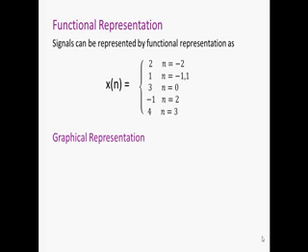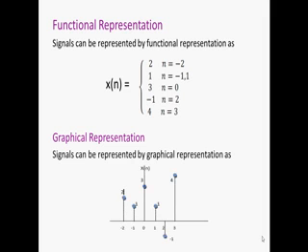So for the same functional representation example, the graphical representation can be obtained here. Here the x-axis has the time period from -2 to 3, and its corresponding amplitude is given on the y-axis as 2, 1, 3, 1, -1 and 4.